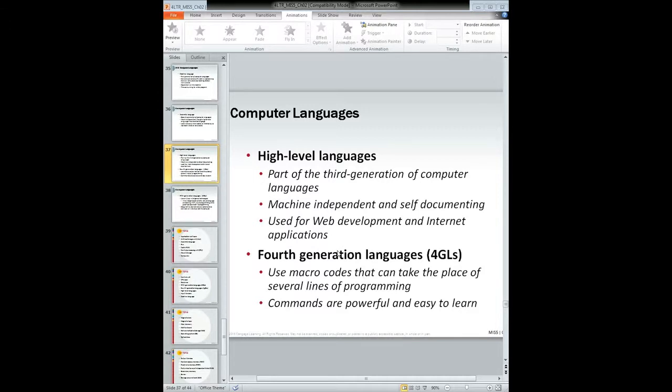We also have fourth generation languages, which are the easiest computer languages to use. Again, commands are very powerful, very easy to learn, and it's an English-like language. Maybe some of the commands that you can think about is SQL, or structured query language, which we will talk more about in a database class, a great example of the fourth generation language.